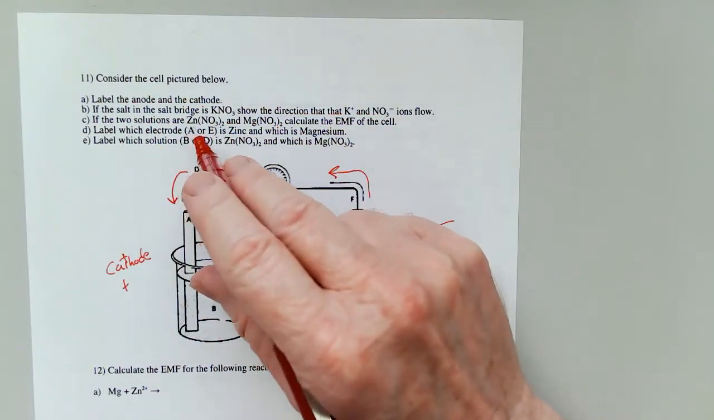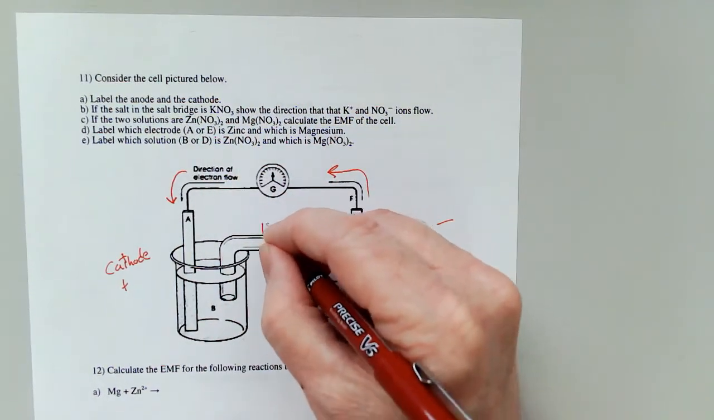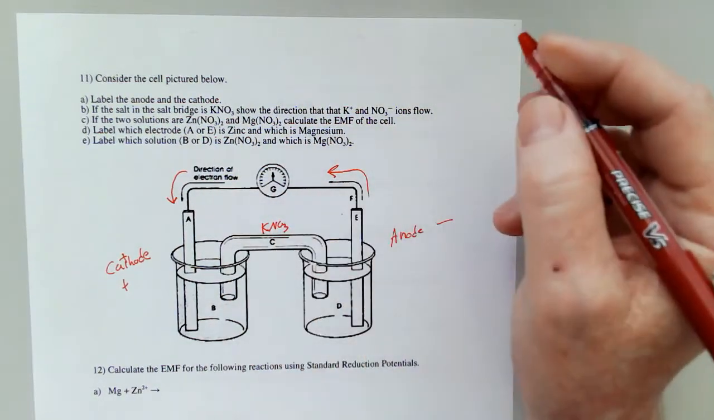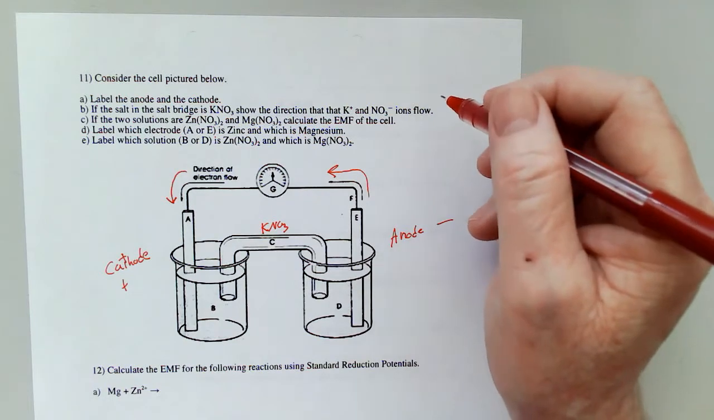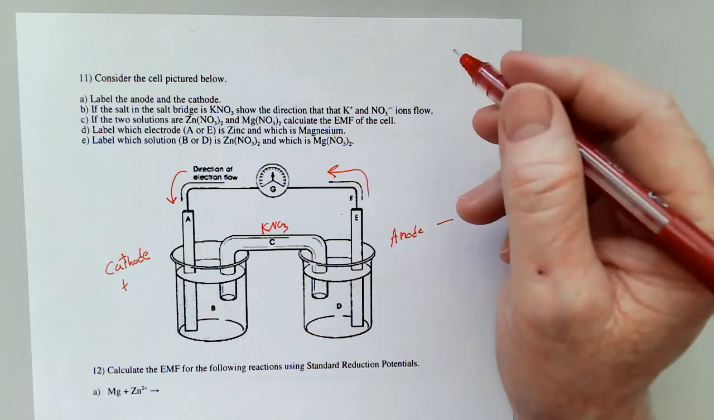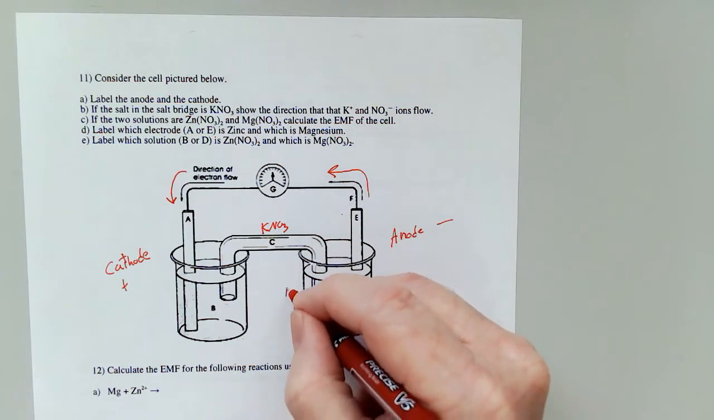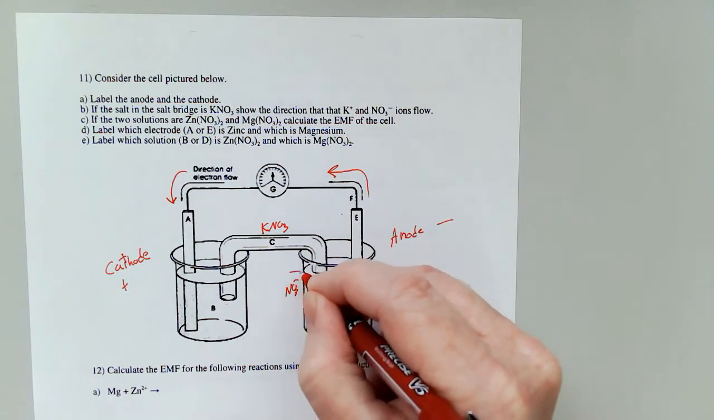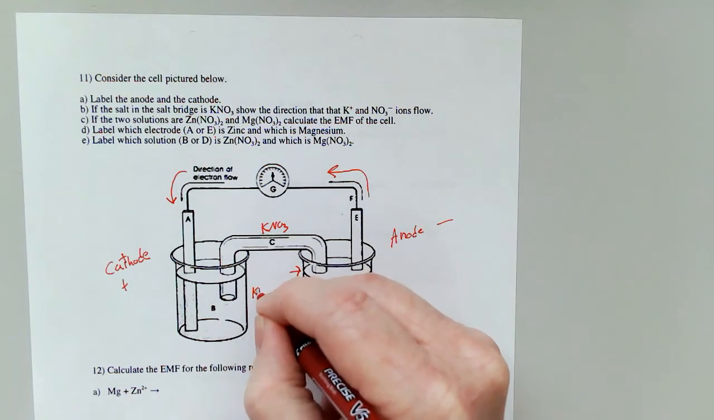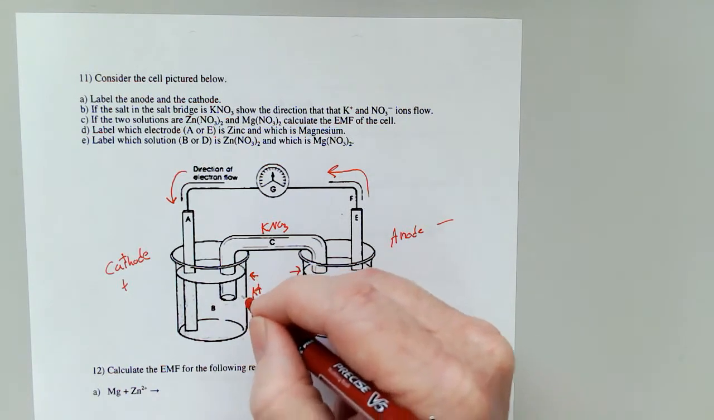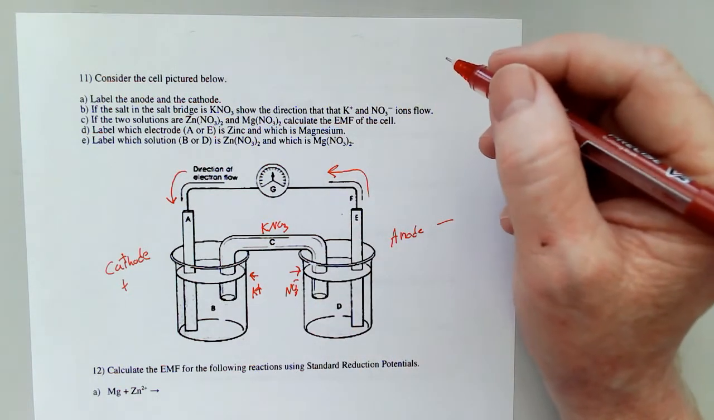If the salt in the salt bridge is KNO3, which direction do the K plus and the NO3 minus go? Anions always go towards the anode. So the nitrates on this side and the potassium ions on that side, because cations always go towards the cathode itself.